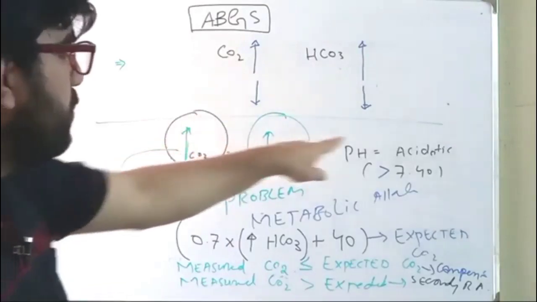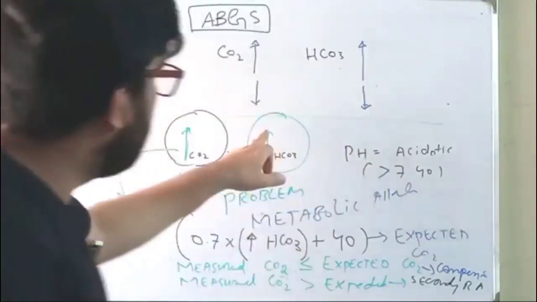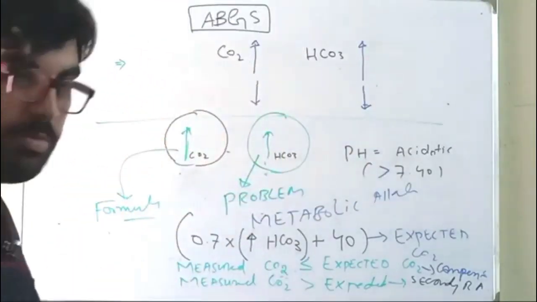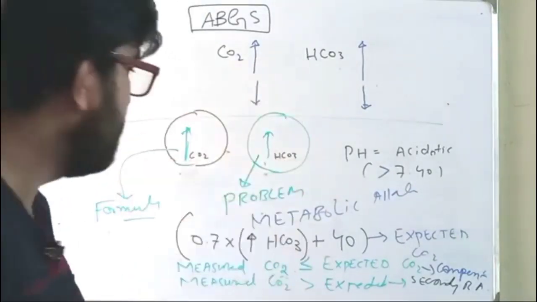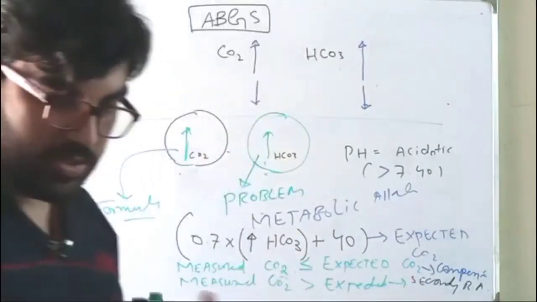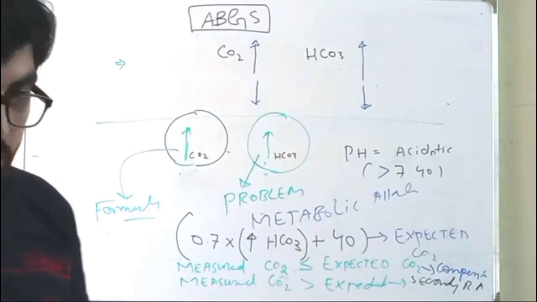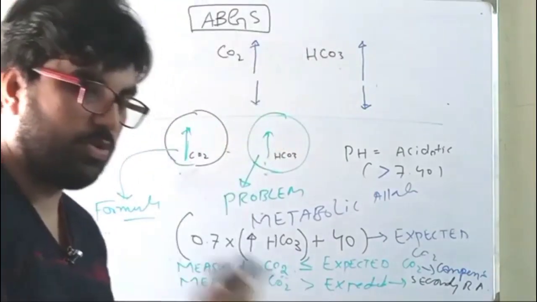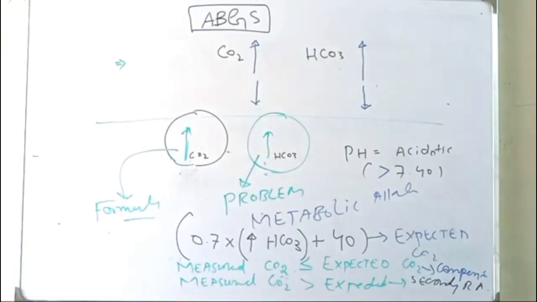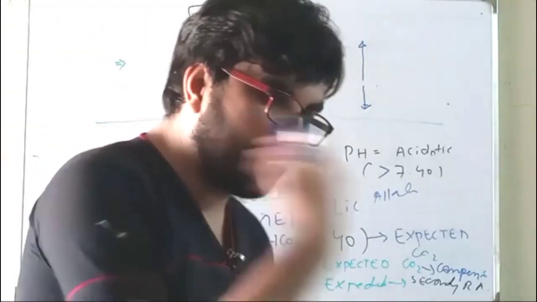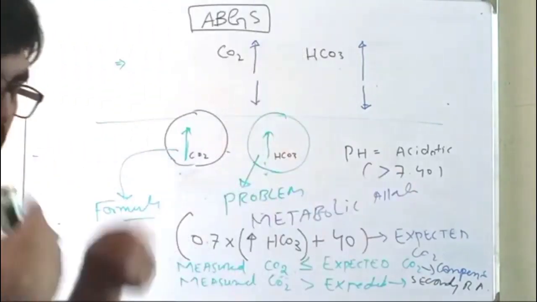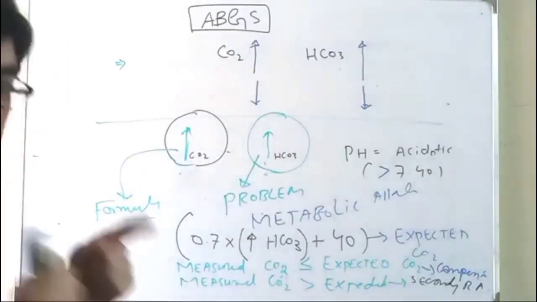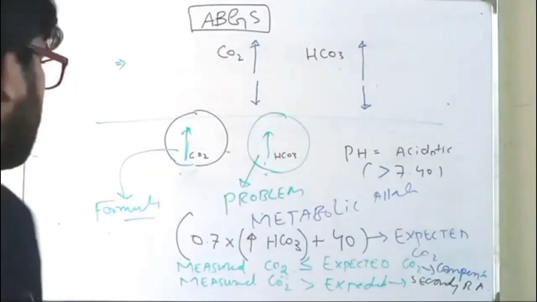To find out the problem arrow, we have to look at the pH, and to find out the other arrow, whether there is the problem or compensation, we have to apply the formula and find out the expected value. If the measured value coincides with the expected value, or is less than or equal to the expected value, this is compensation. If the measured value is more than the expected, then there is a secondary metabolic or respiratory disorder.